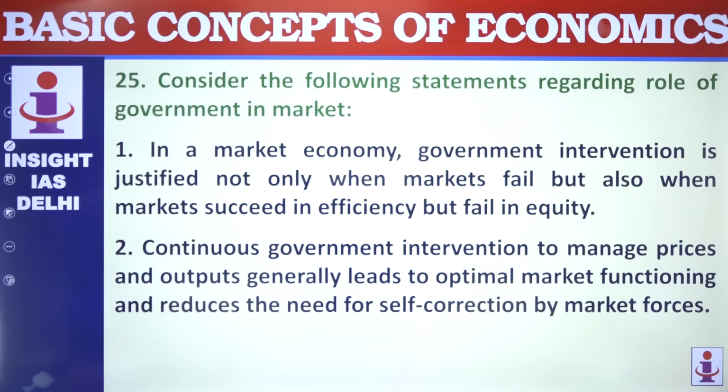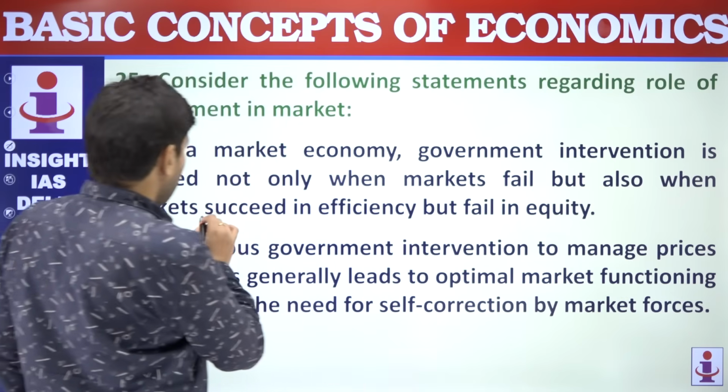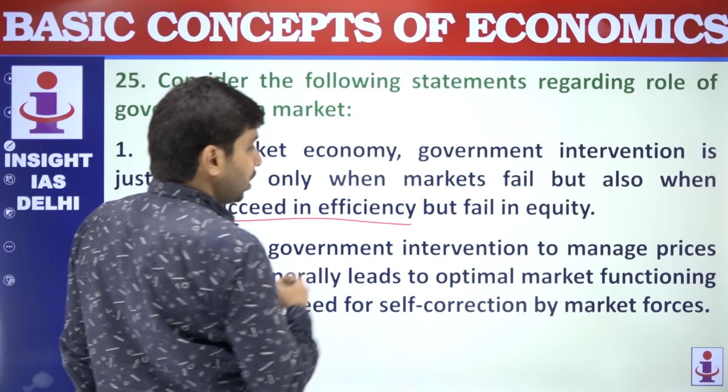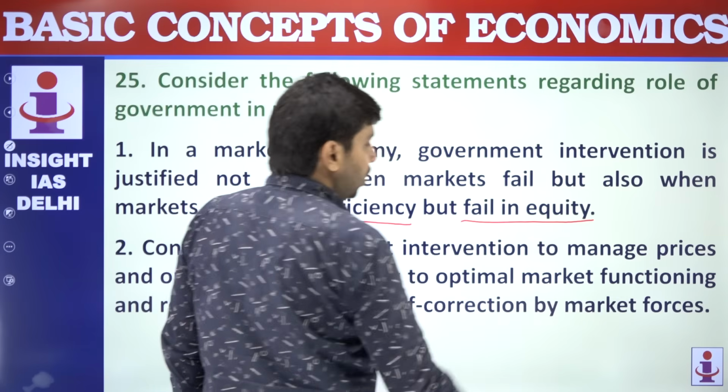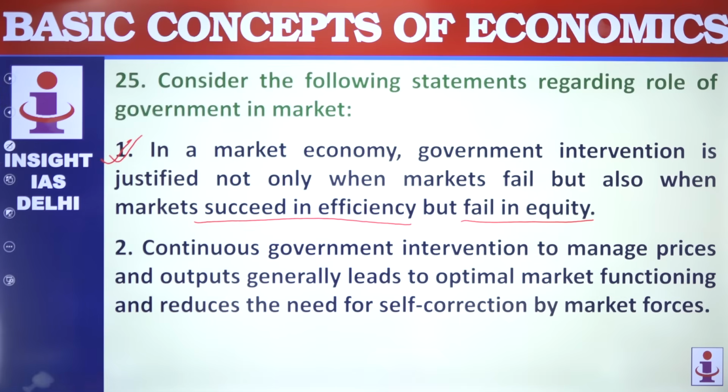Role of government in market. In a market economy, government intervention is justified not only when markets fail, but also when markets succeed in efficiency but fail in equity. Markets are succeeding in efficiency but failing in equity. In that situation, government intervention is justified.